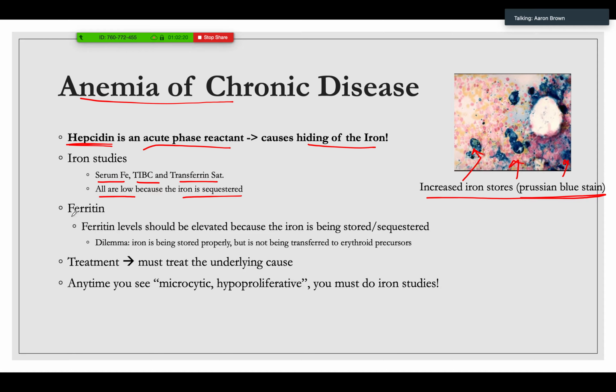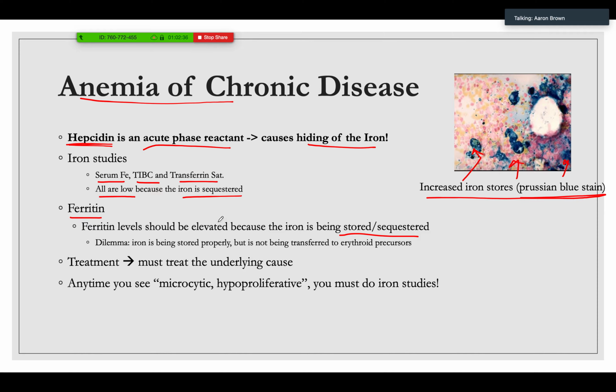One thing that should be elevated is our ferritin. Because all of our iron is being stored away, ferritin is going to be increased. But we're not using the iron to make red blood cells, and so that's leading to anemia. All we're doing is storing it away.